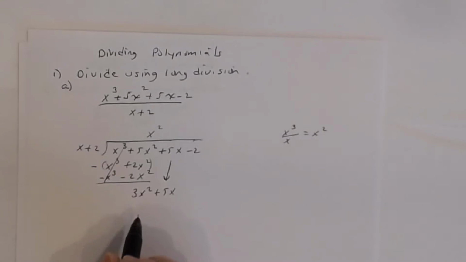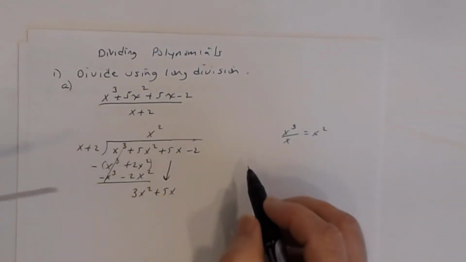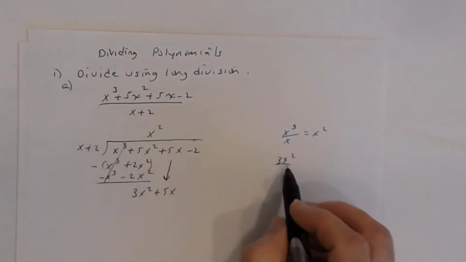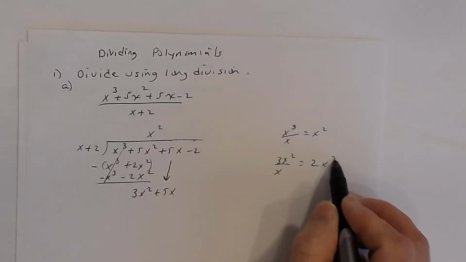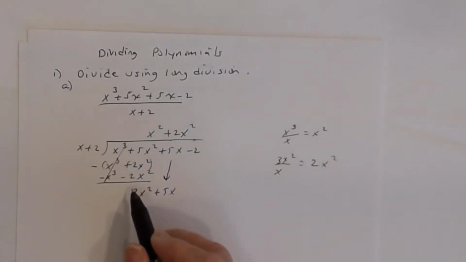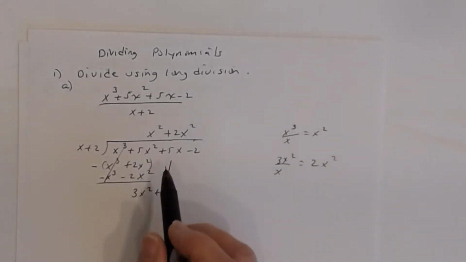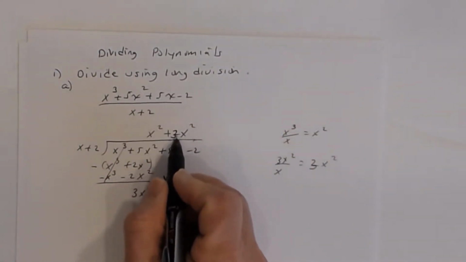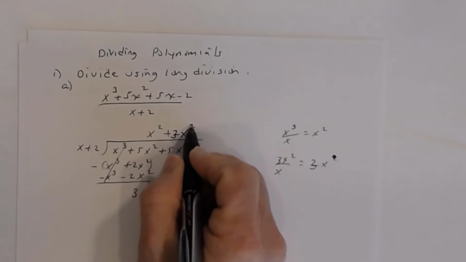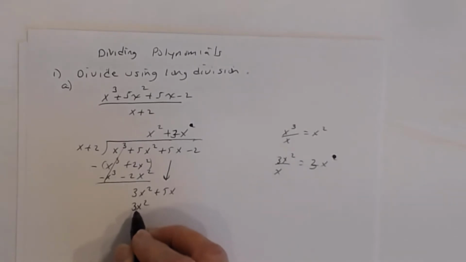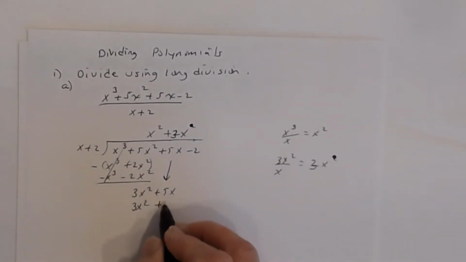And then you do the process all over again, first into first. So 3x squared divided by x gives us 3x. So this becomes 3x right here. And if you're doing this correctly, if you multiply, you better get 3x squared right here, so that way when you subtract, you get 0. So 3x times x is 3x squared. So that's what I wanted. 3x times 2 is 6x.